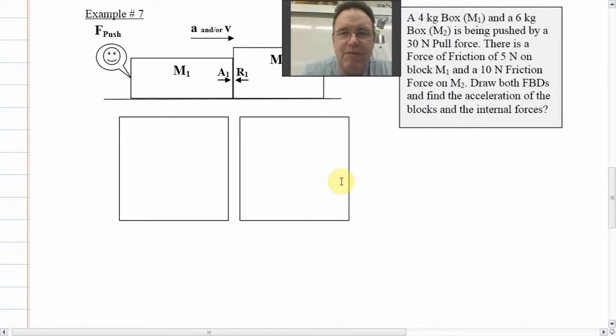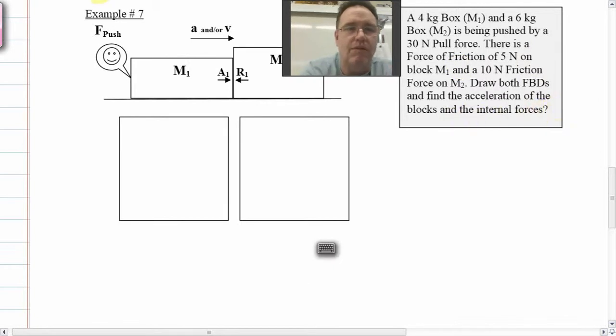Okay, let's do example number 7 here. We have a 4 kilogram box, M1, and a 6 kilogram box, M2, that are being pushed by a 30 Newton push force. There is a force of friction of 5 newtons on M1 and a 10 Newton frictional force on M2. Draw both free body diagrams and find the acceleration of the blocks and find the internal forces.